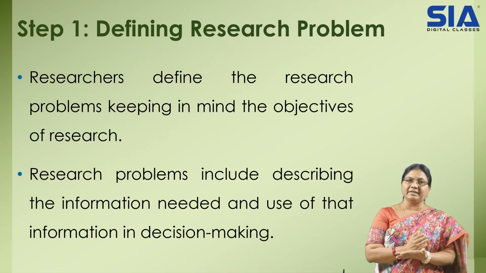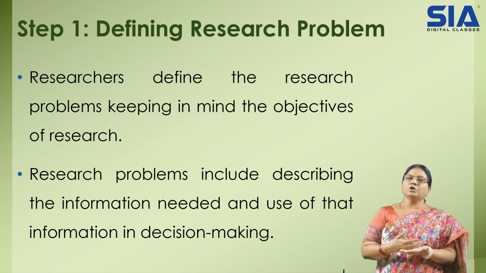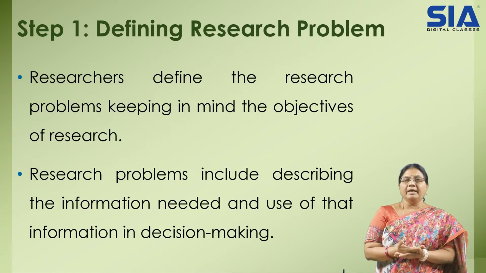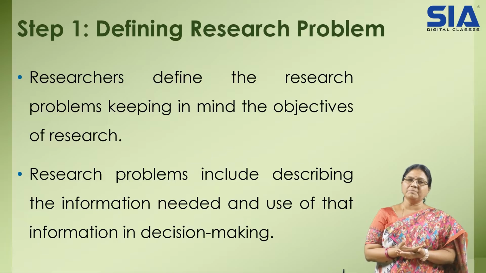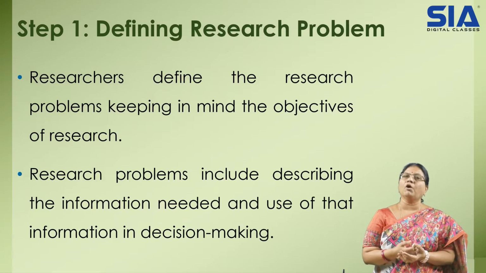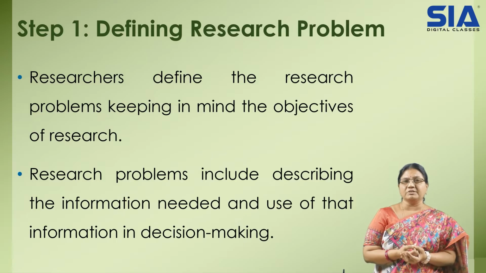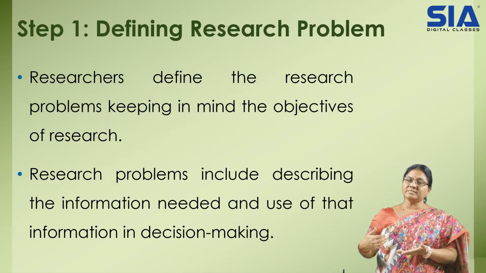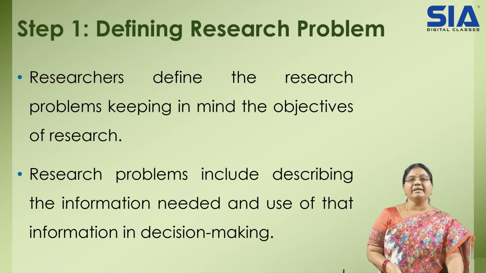If we are able to define the research problem properly, it becomes very easy for the further steps. The first step is the main step: how well we are able to define the problem, the remaining steps will depend on this. Researchers define the research problems keeping in mind the objectives of the research, what exactly we want to know from this study. The research problem includes describing the information needed and the use of that information for decision making. As I told, the remaining steps depend on defining the research problem, so we should define it very clearly.